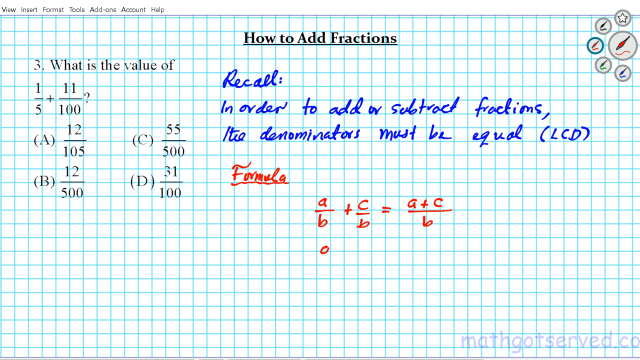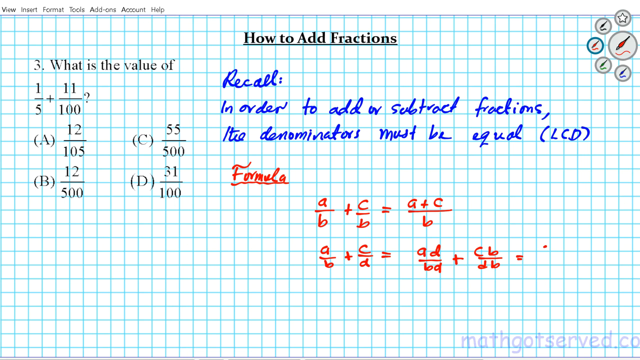Alrighty? And then if you have something like A over B plus C over D, in this particular case, you have to find the LCD. So let's just say the LCD in this case is BD. If the LCD is BD, you have to make both denominators identical. So you're going to have AD over BD plus CB over DB. Now, check this out. The denominators are the same. Remember, multiplication commutes. So DB and BD are the same thing, okay?